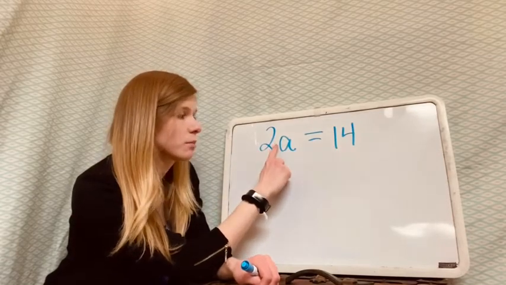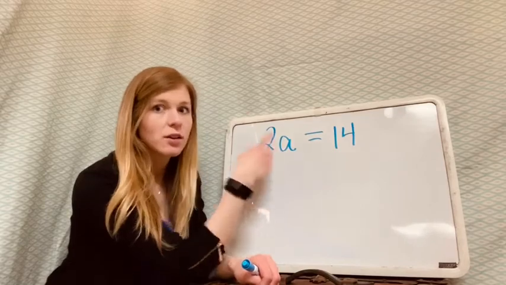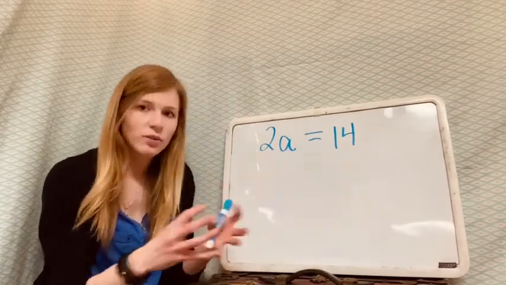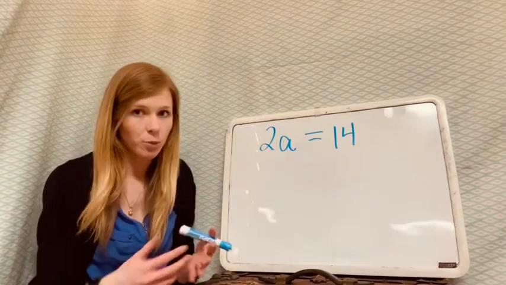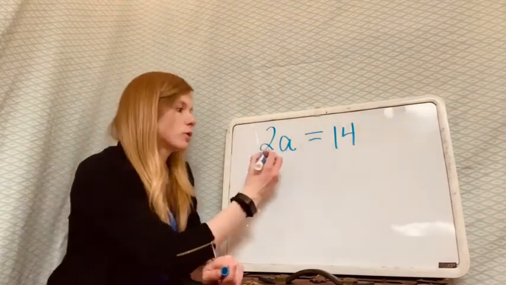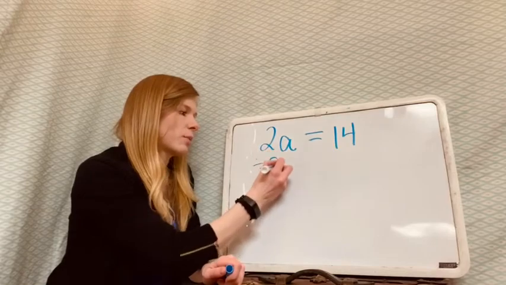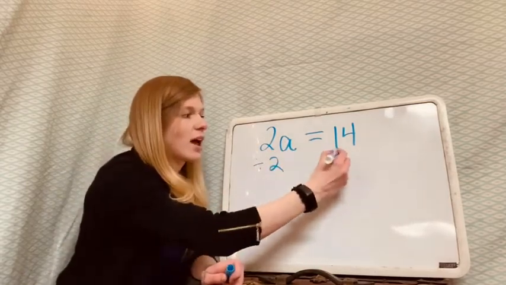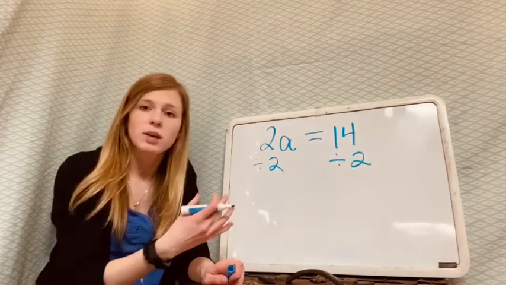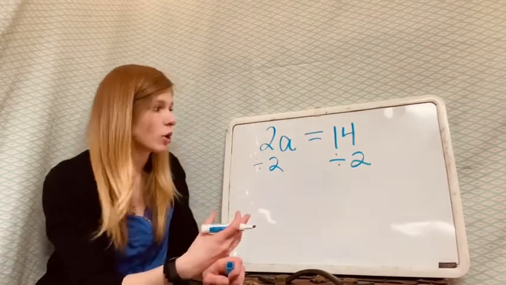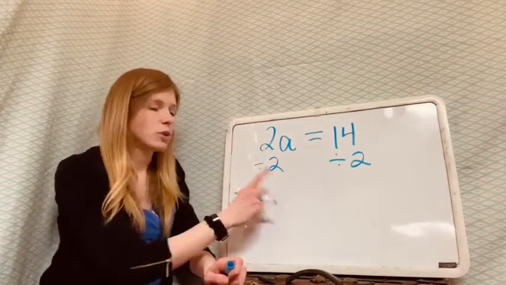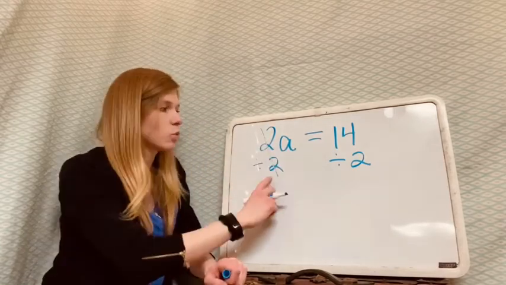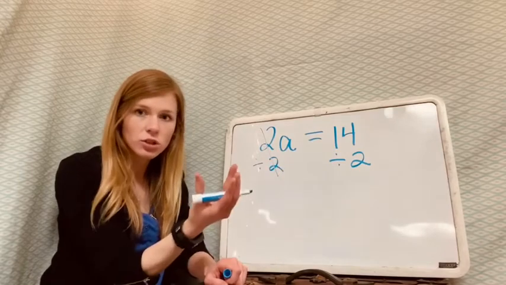2 times a. Just like in the past two examples, I'm going to get rid of the number with the opposite operation. So if it's 2 times a, I'm going to do divided by 2. And if I do this to one side, I have to divide the other side by 2 as well to keep the balance of the equation. So 2 divided by 2 is just 1. So essentially, they cancel out because 1 times a is just going to be a.